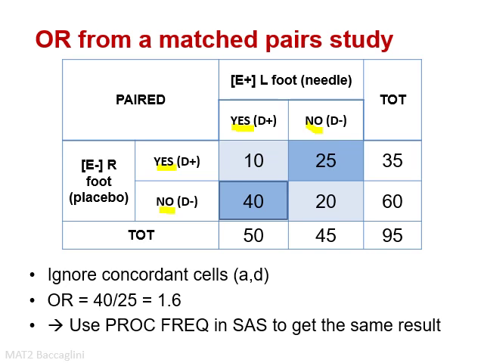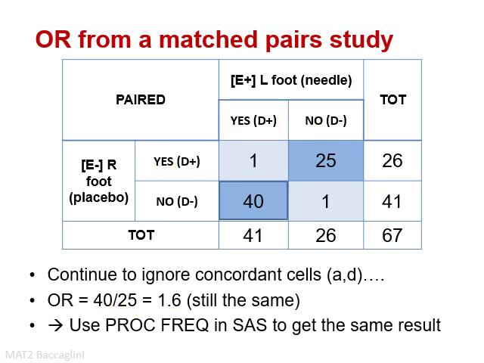Now, which ones are the concordant cells? The concordant cells are 10 and 20. So we do not really care about these. For the odds ratio, we will divide 40 by 25, and that will be 1.6. In PROC FREQ, you will get the same results. Now, just to prove that you're really not going to get any information from the concordant cells, try to change these to 1 and 1 right here, and you will find the same exact result as before.